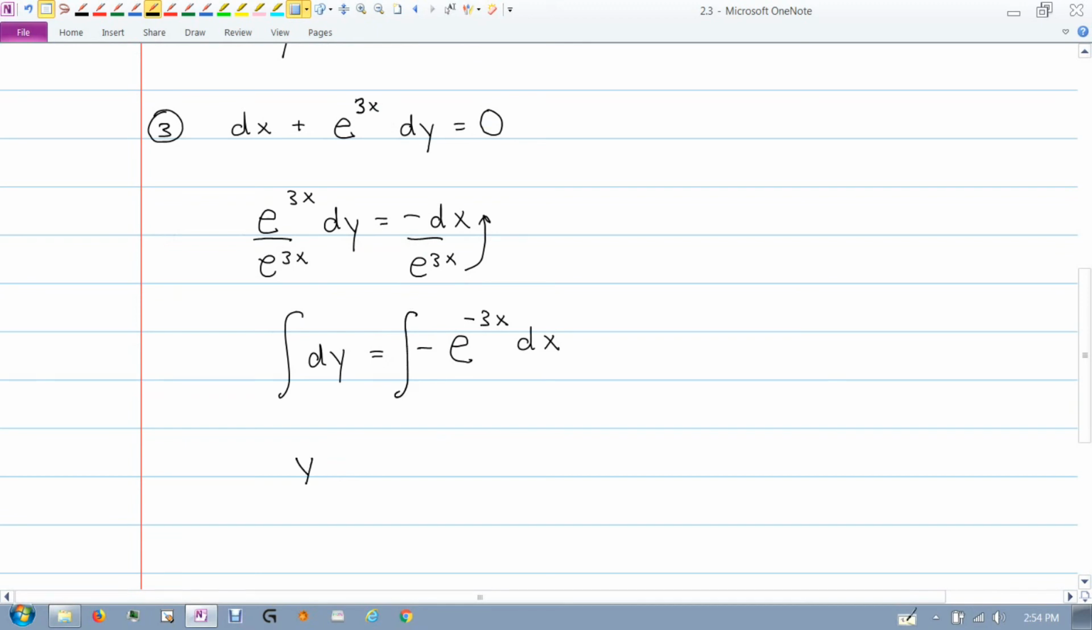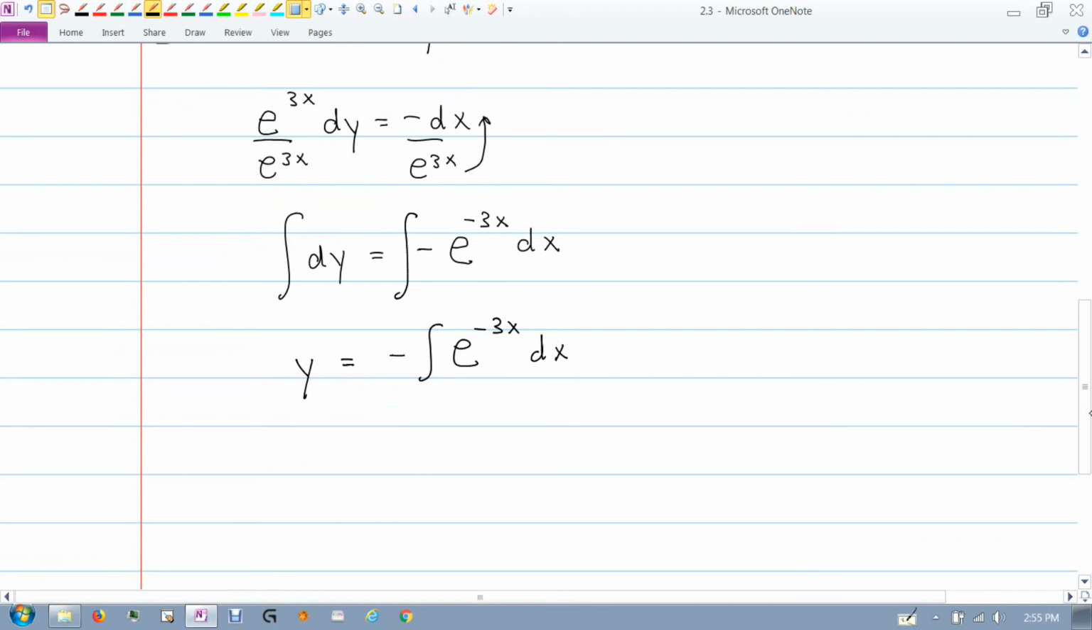So the antiderivative on the left side is y. Then over here on the right side, let's just bring that negative out. And then we would have to do maybe a little basic u substitution here. We should get a negative, and then 1/3 e to the negative 3x, and this has to be negative also, and this is what y equals.